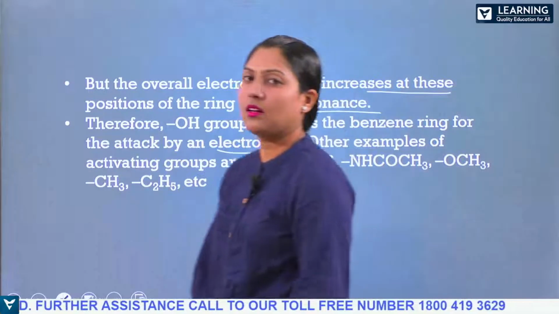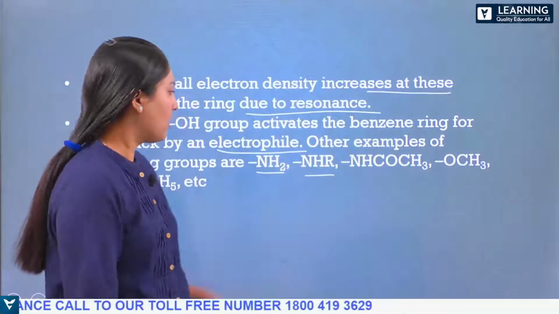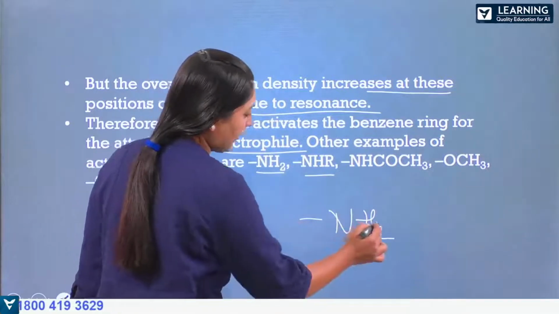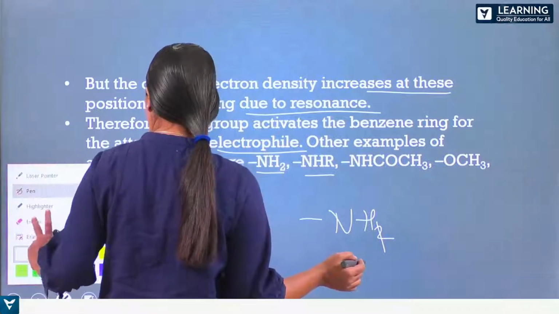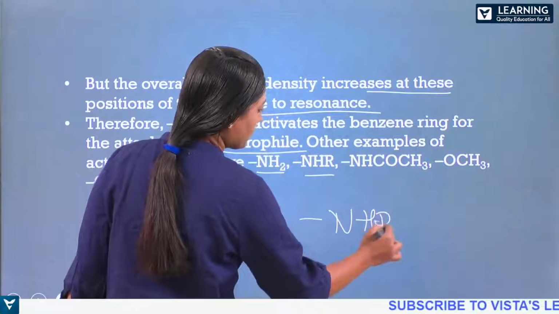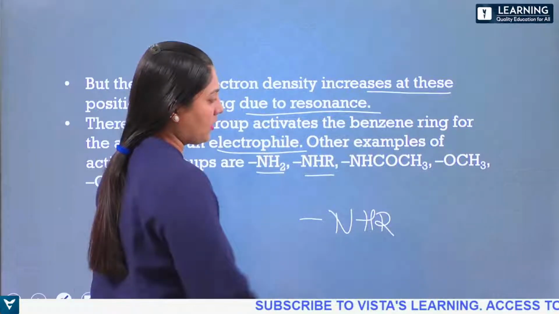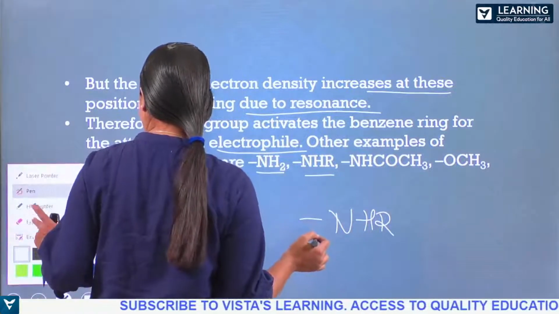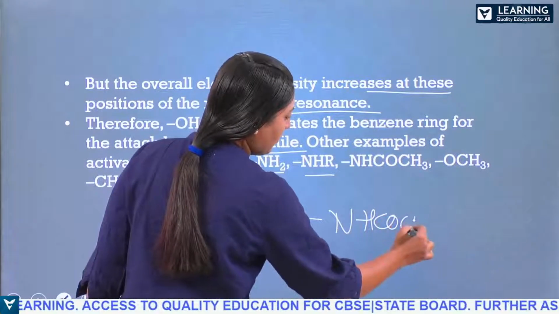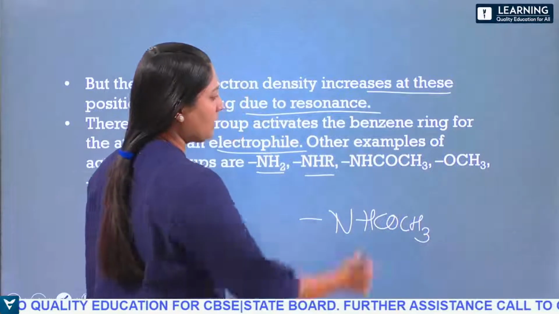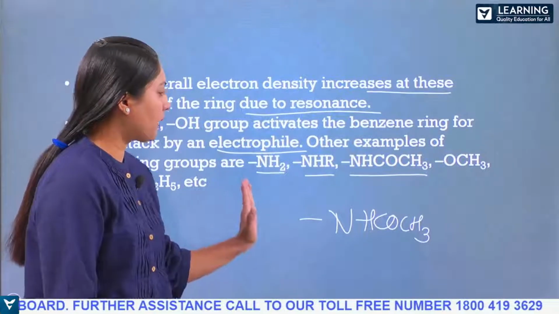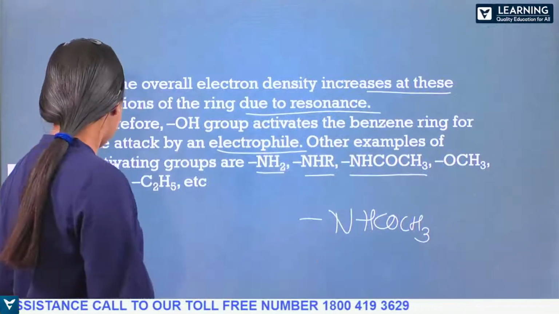This is RNH. If you have the amine group and you remove one H and add one R group, it is the same, NHR. If you remove that R and add the acyl group CH3CO, then this will be the attacking group which you are getting. So you will have amine and its derivatives.